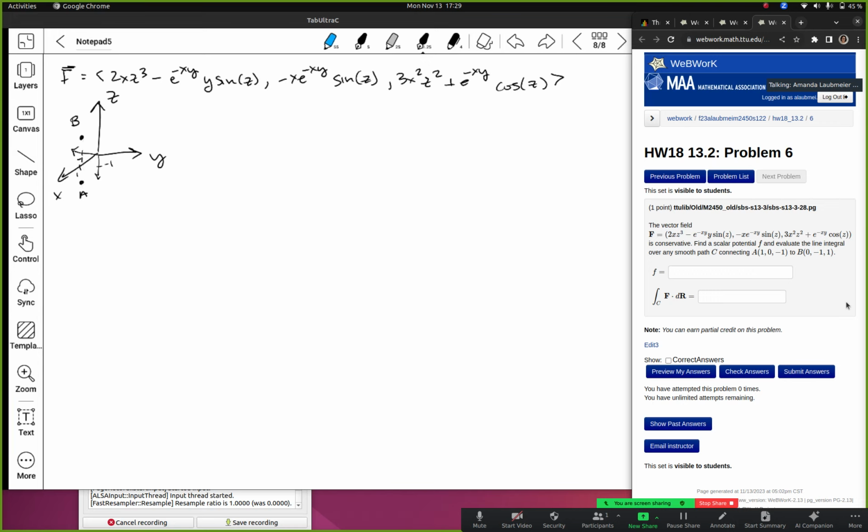If you wanted to parameterize this problem and solve it that way, you would have to draw the path you want. I recommend the straight line, parameterize that line, and then apply the parameterization approach.